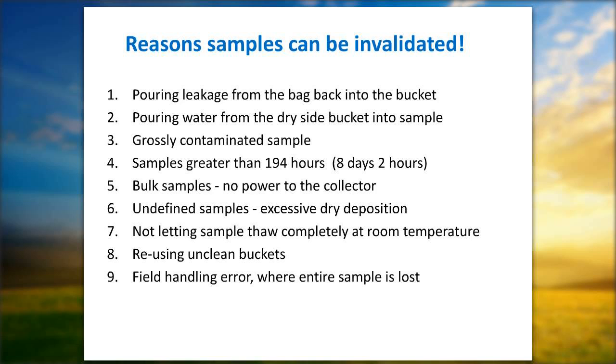Number 5, bulk samples. We may, on occasion, if there is no power to the collector, instruct you to collect a bulk sample. There are researchers that do use the data. Although it's considered invalid, it is beneficial to have these samples in the record set, and we do have the rainwater for other analyses. Number 6, we also highlighted excess dry deposition. This is often due to equipment issues, say power outages during storms or sensor failure, but undefined samples are considered valid, although we do actually measure the chemistry and report it.